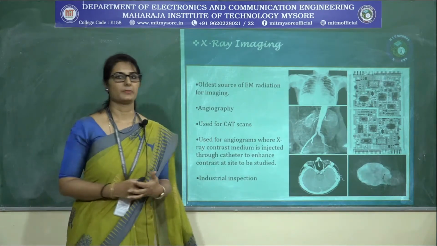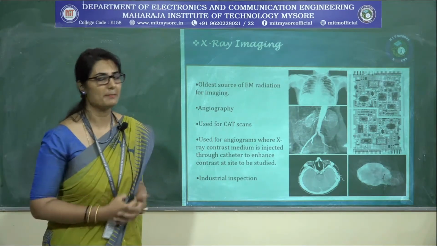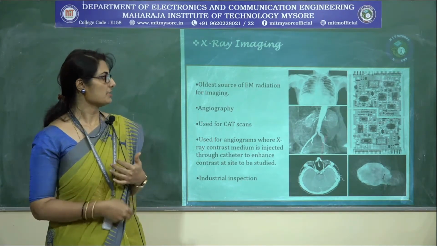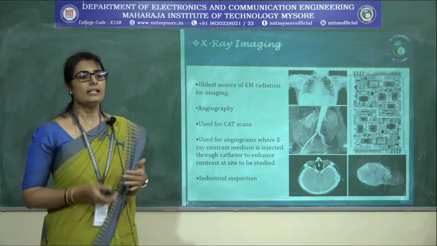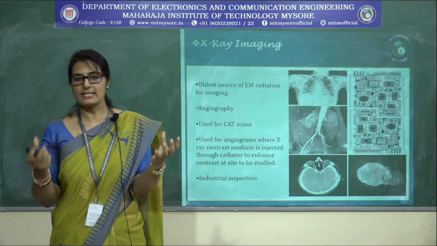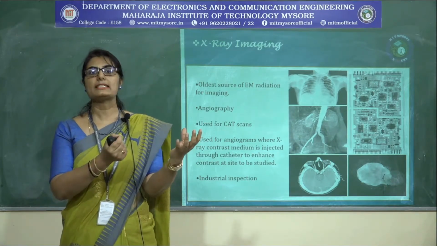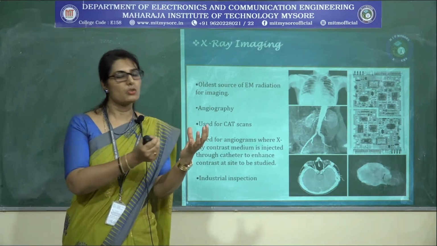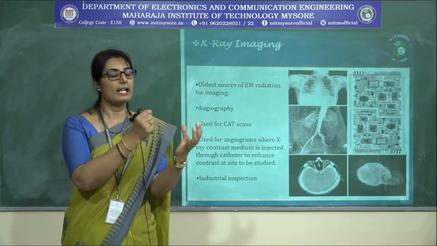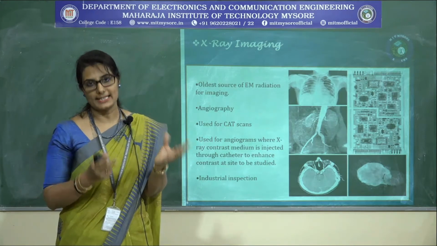Next is X-ray imaging. X-rays are the oldest source of electromagnetic radiation used for imaging, and X-rays are widely used in medical diagnosis, industries and astronomy. X-rays are generated using X-ray tubes, that is, a vacuum tube which consists of a cathode and an anode. When the cathode is heated, it emits electrons. These emitted electrons flow towards the anode at a very high speed, and whenever they hit the nucleus of the anode, it produces energy in the form of X-rays.